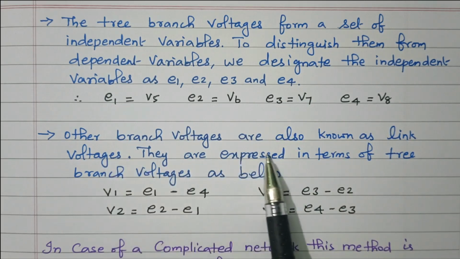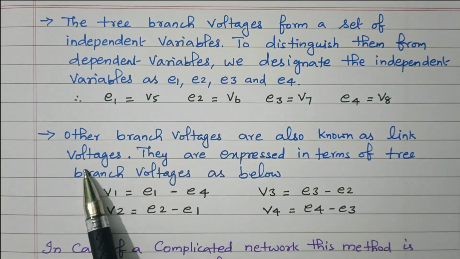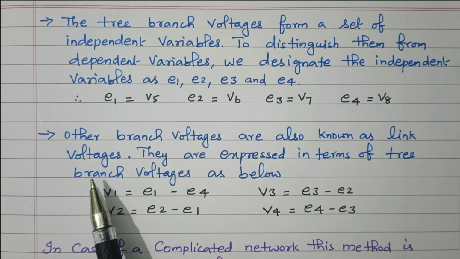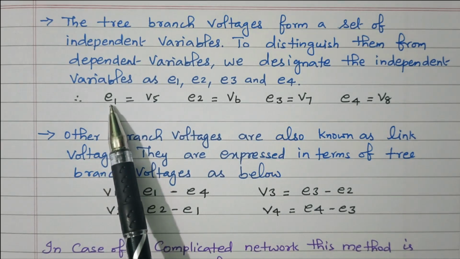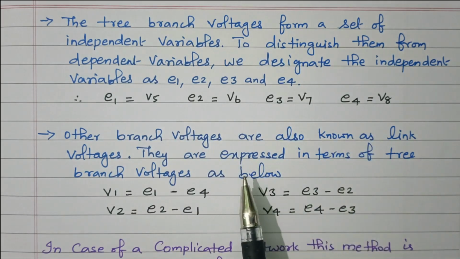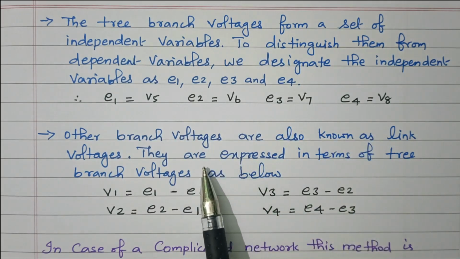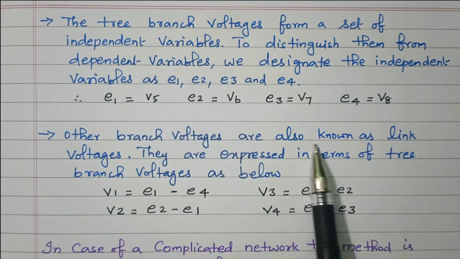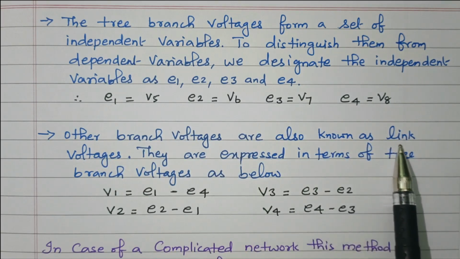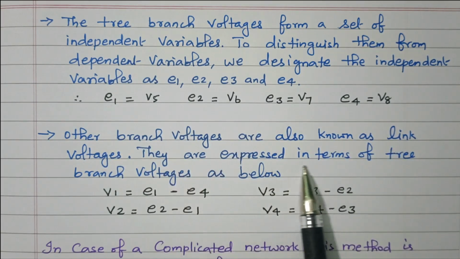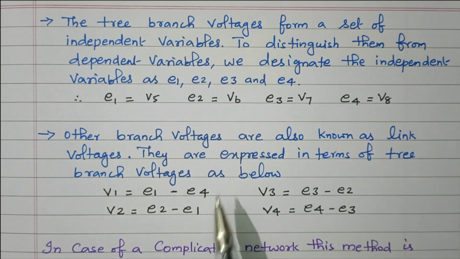The other branch voltages are known as link voltages. I already told you the branches 5, 6, 7, 8 are in the tree, with voltages V5, V6, V7, V8, and the corresponding tree branch voltages E1, E2, E3, E4. But V1, V2, V3 and V4 are not covered. Those are the other branches, the links, coming under link voltage. These are expressed in terms of tree branch voltages.